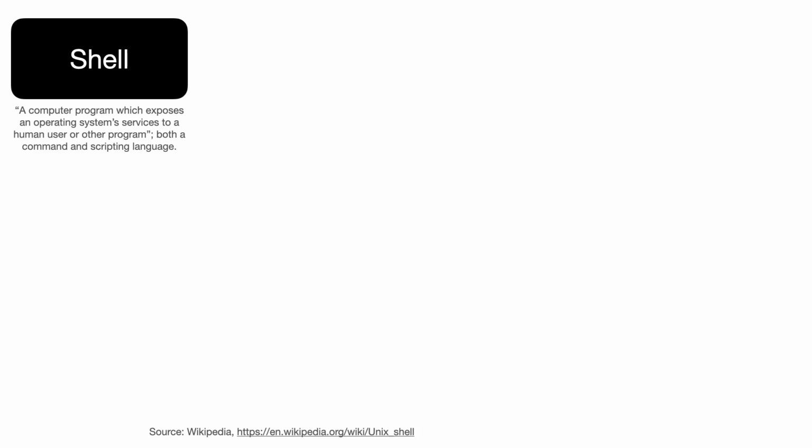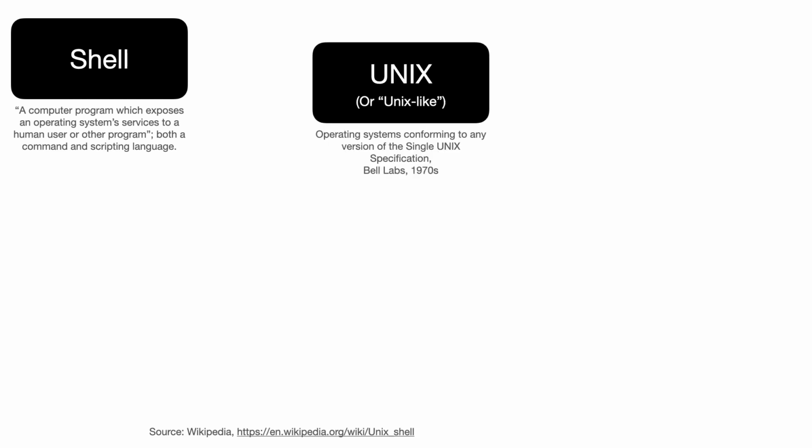And so the first concept here is shell. The shell is a computer program which exposes an operating system's services to a human user or other program. And so it's both a command and scripting language. Then we have Unix, or Unix-like. And these are operating systems that conform to, or nearly conform to, any version of the Single Unix Specification, which was developed at Bell Labs in the 1970s.